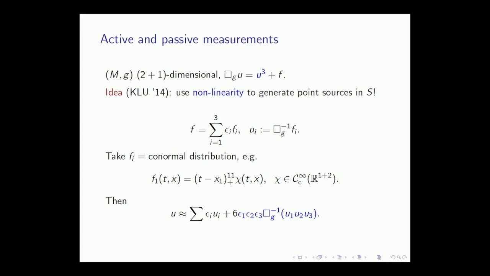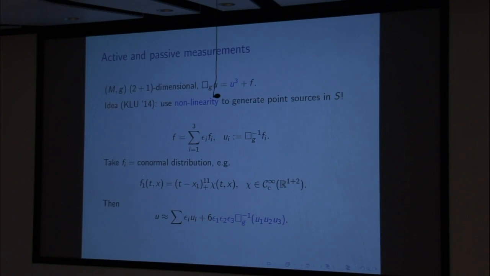Okay, so the way that these two fit together, let me just remind you, in case you missed yesterday's talk. Let's go down one dimension just so I can draw a picture in one slide. You look at this equation, box u equals u cubed plus f. The question arose yesterday: if you're down one dimension, you need one fewer wave to actually generate these point sources. So that's why I go to u cubed here. And so the idea is that you use the nonlinearity to generate new point sources outside of your laboratory.